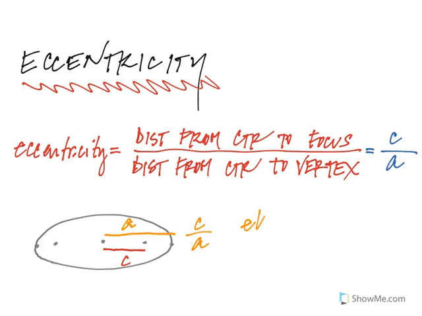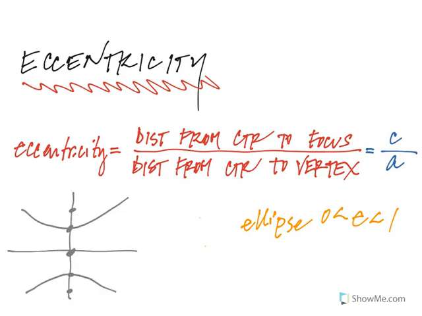So for an ellipse, eccentricity, and to avoid all confusion in mathematics, we'll let lowercase e stand for eccentricity. Eccentricity for an ellipse will fall between 0 and 1.